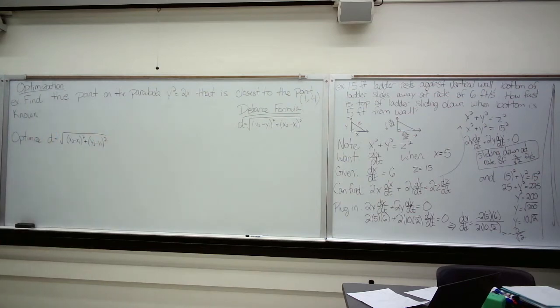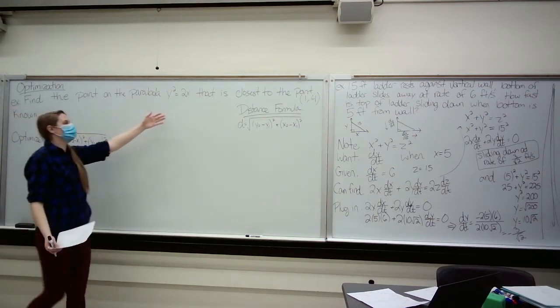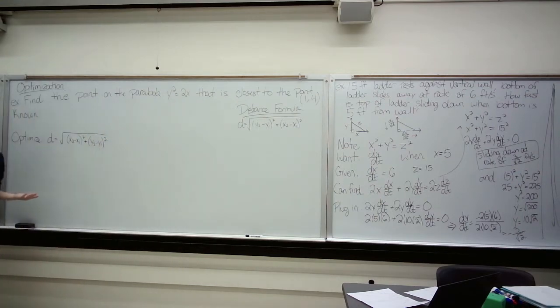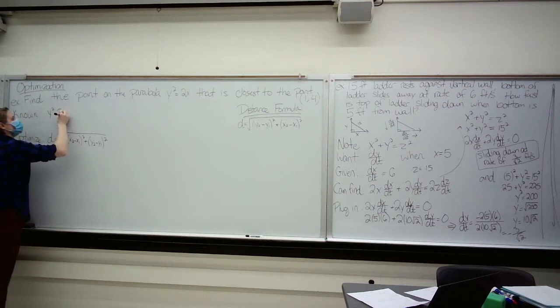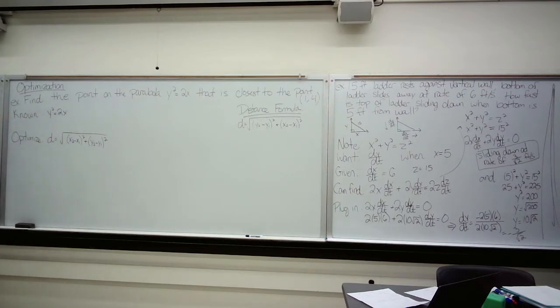So I'm trying to optimize my distance. The only other thing that I'm given, remember, known is kind of my other formula that I can define based on the information that I'm given. All I'm given is y squared equals 2x.